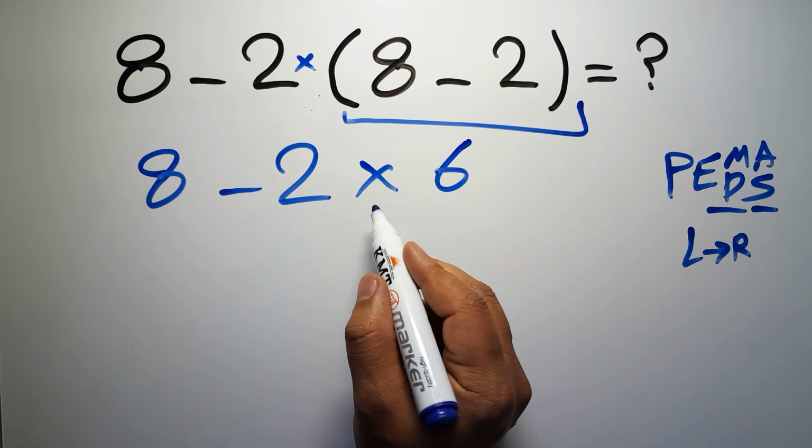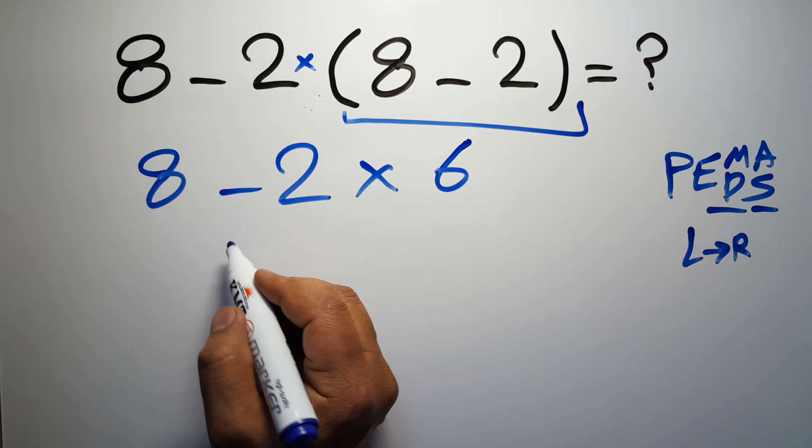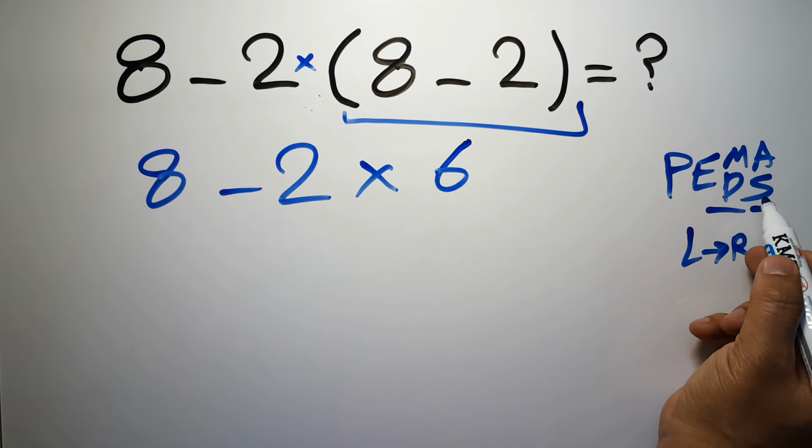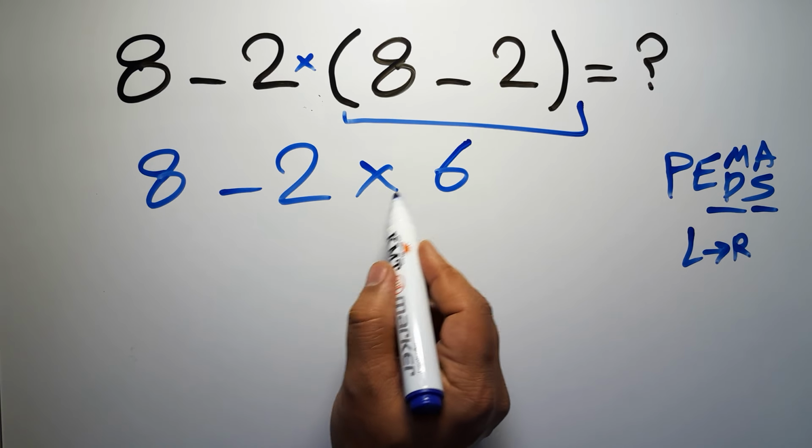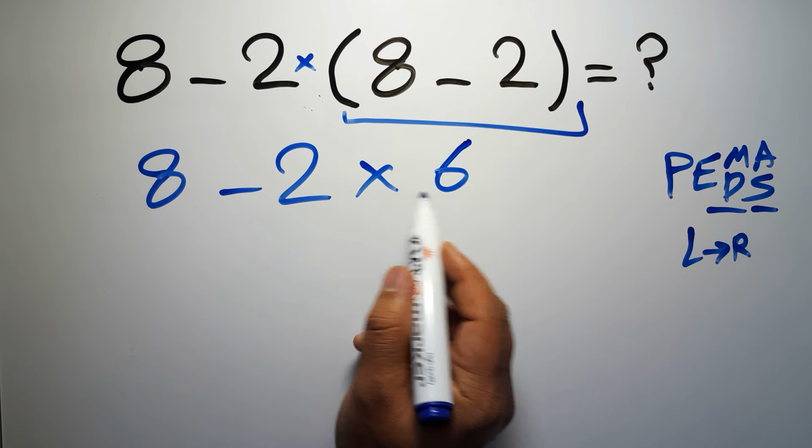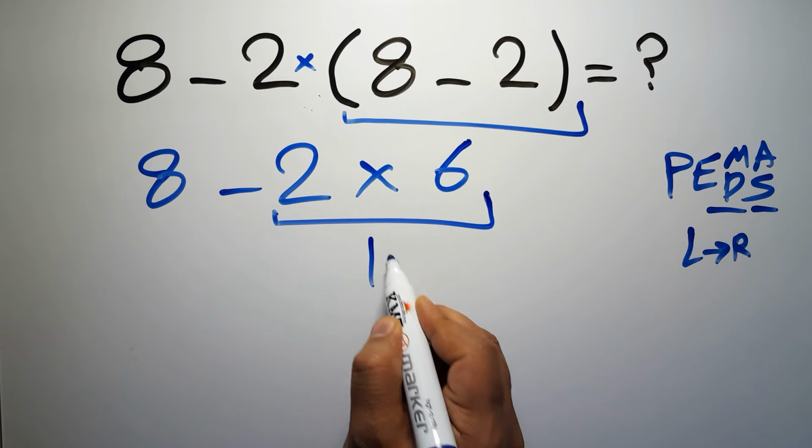According to the PEMDAS, multiplication has higher priority than subtraction, because multiplication comes before subtraction. So here first we have to do this multiplication. 2 times 6 gives us 12.